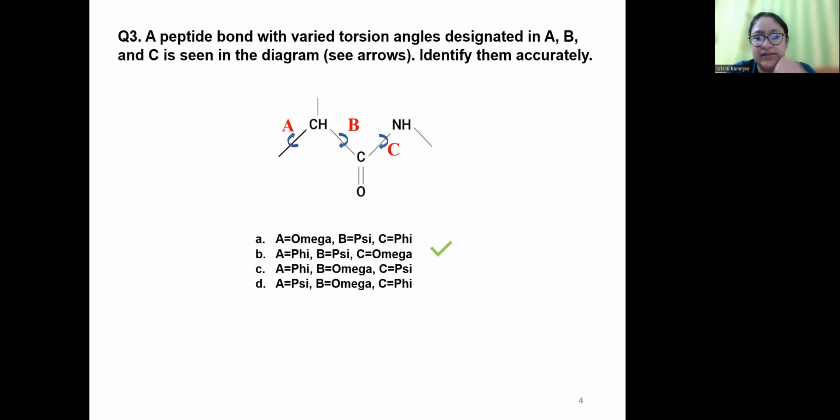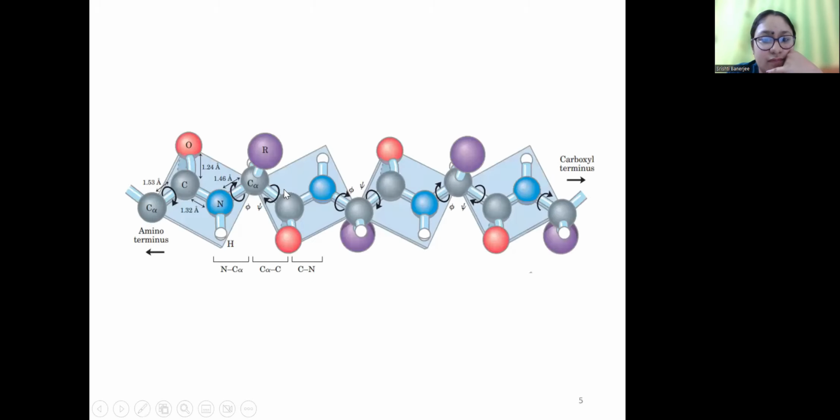Now, how do I remember this? You understand this is a peptide bond, CONH. The main angle of the peptide bond, between the C and N, is the omega angle. Between C and C is the psi, and here it's not written. The other one, A, is the phi. This one. Yes, ma'am. So between the C alpha and N, it's the phi. Sorry, C alpha and C, it's the psi, and C and N is the omega.